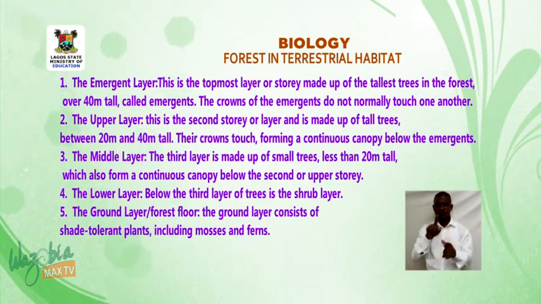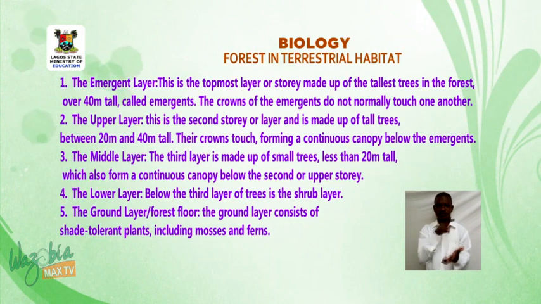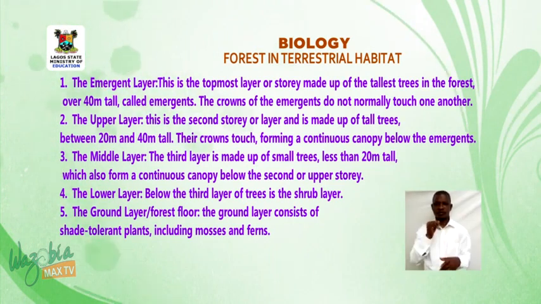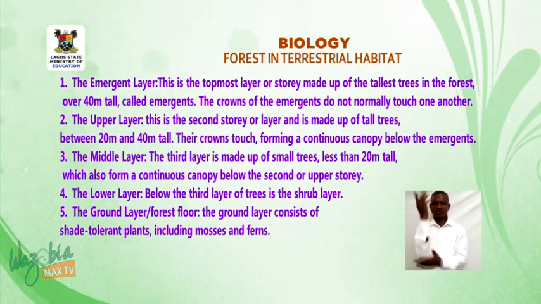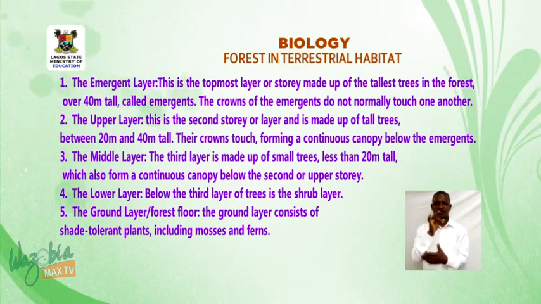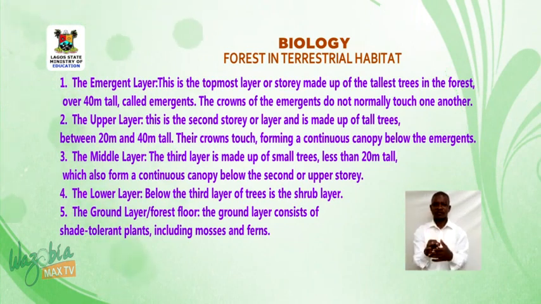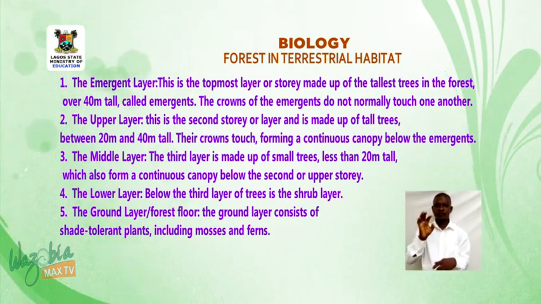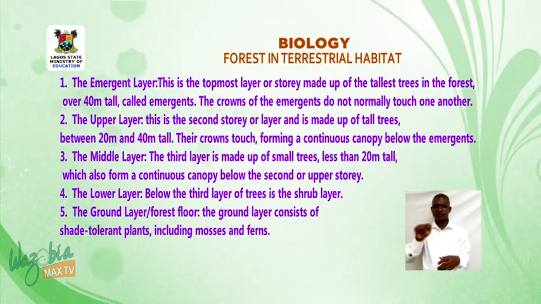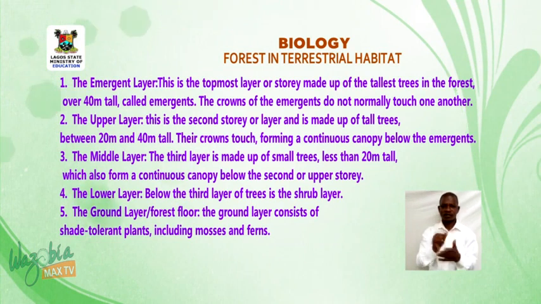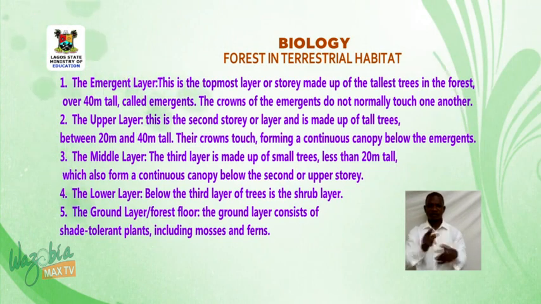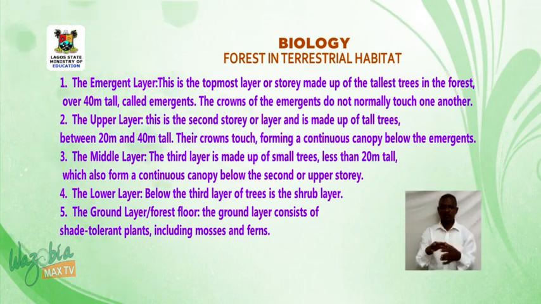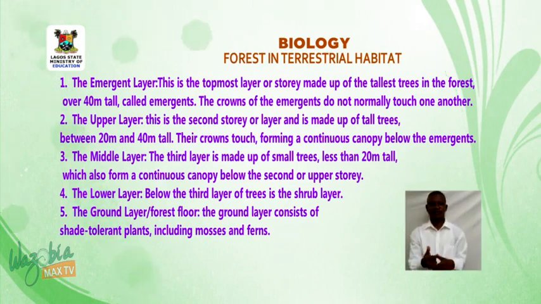The emergent layer, which is number 1. This is the topmost layer or story, made up of the tallest trees in the forest, and their height is over 40 meters tall. They are called emergents. The crowns of the emergents do not normally touch one another.